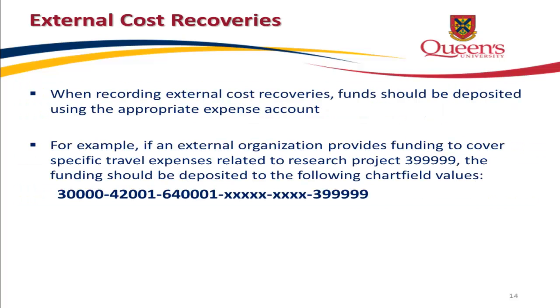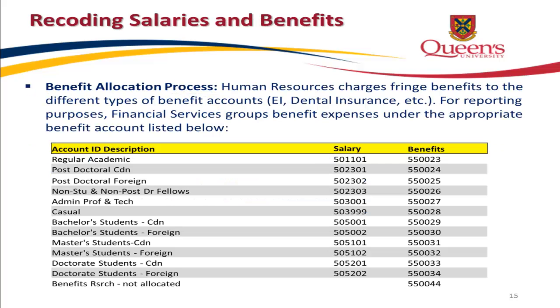On occasion, external funding may be received, which is deemed an external cost recovery. An example of this would be if an outside organization provides funds to cover a portion of travel expenses charged to a particular project. In these cases, the funding should be deposited to the account where the original expense was incurred. In this case, the travel account 640001 would be used. Next, we will discuss recoding salaries and benefits.